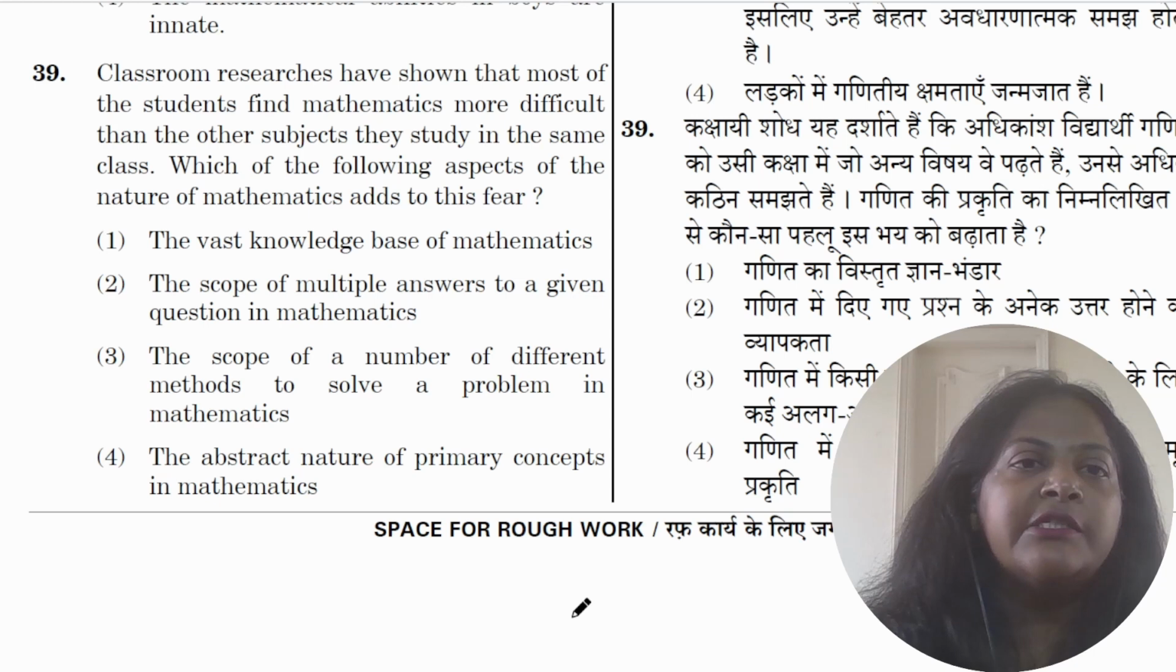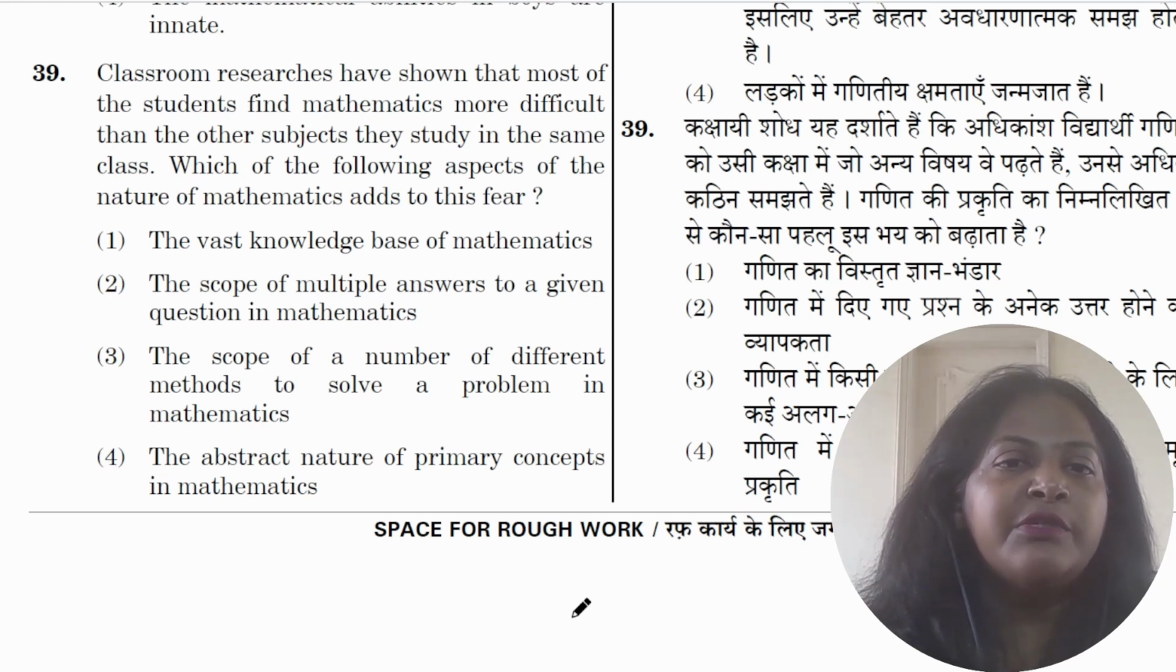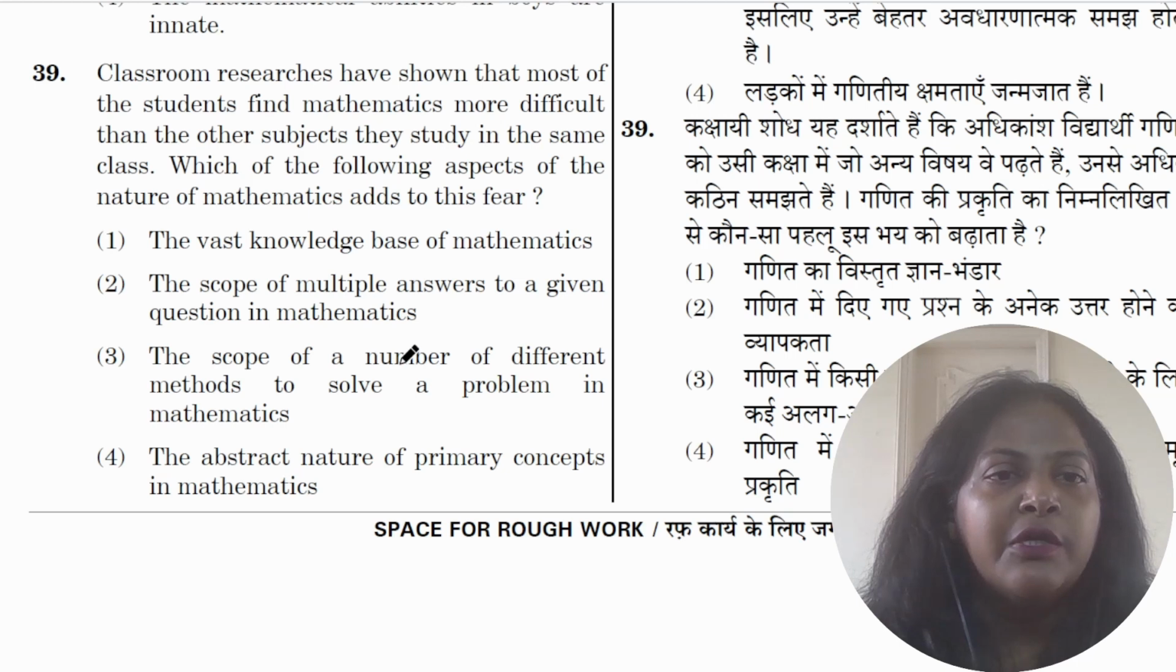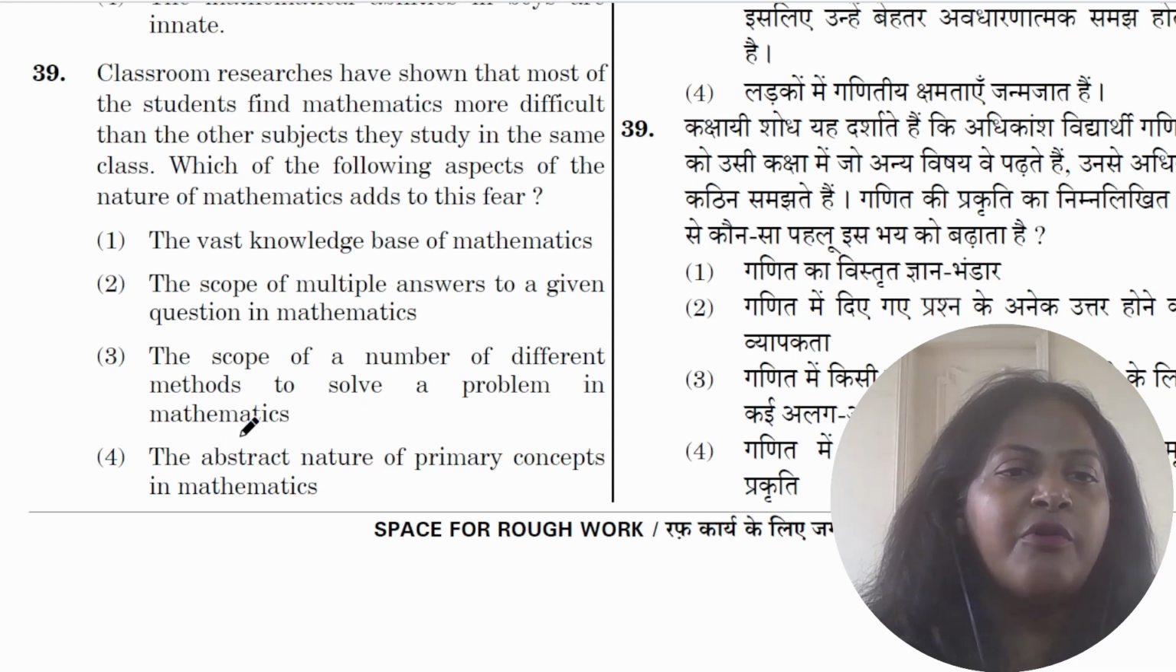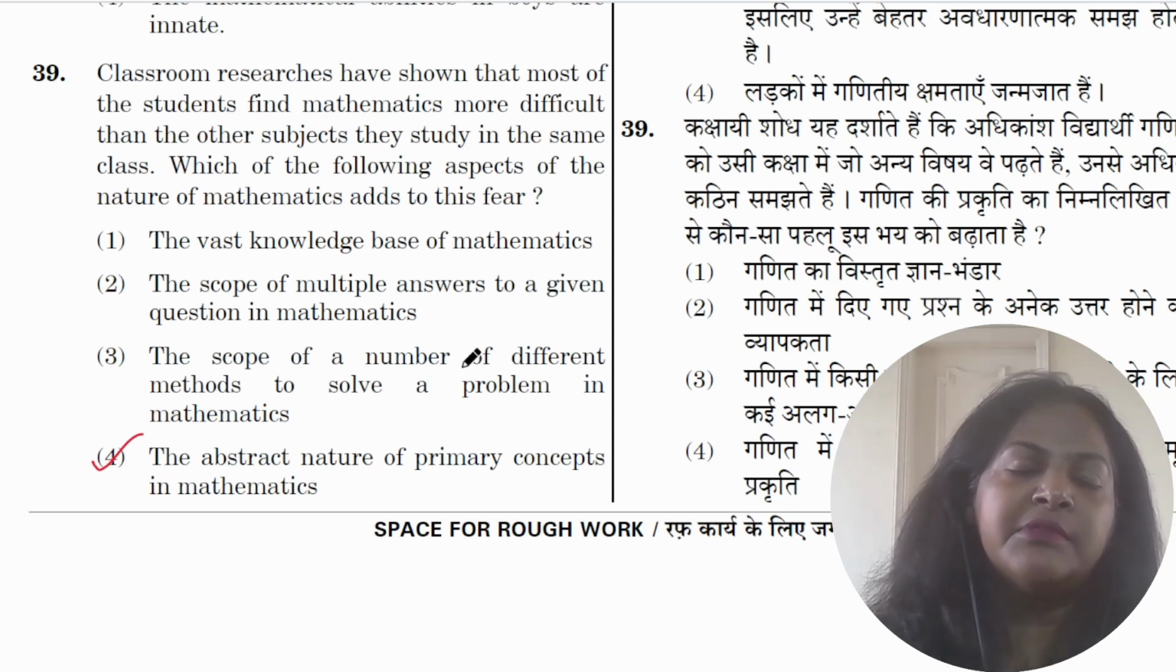Question 39, classroom researchers have shown that most of the students find maths very difficult, more difficult than other subjects they study. Which of the following aspect of the nature of mathematics adds to this fear? The fear is due to the abstract nature of the primary concepts. Maths by itself is an abstract concept, and many teachers don't make that concept very real to students, and that is why students have found maths to be more difficult.